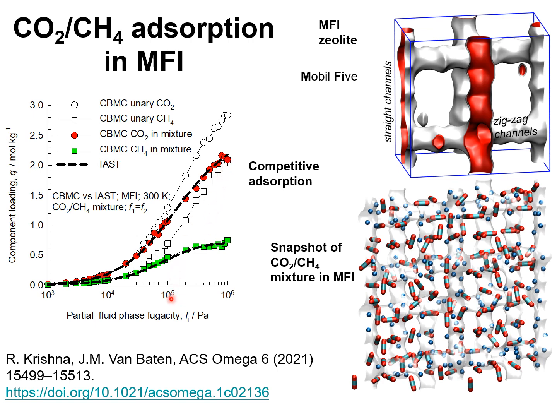We note that if we compare the component loadings for CO2 in the mixture with the unary CO2 loading, there is a reduction in the loadings of CO2 in the mixture when compared to the unary CO2 isotherm. The same is true for methane, but the reduction is significantly larger for methane because in the competitive adsorption, CO2 is preferentially adsorbed, and therefore the methane loading in the mixture is reduced to a significantly greater extent than the corresponding reduction for CO2. So this is a typical picture of competitive adsorption.